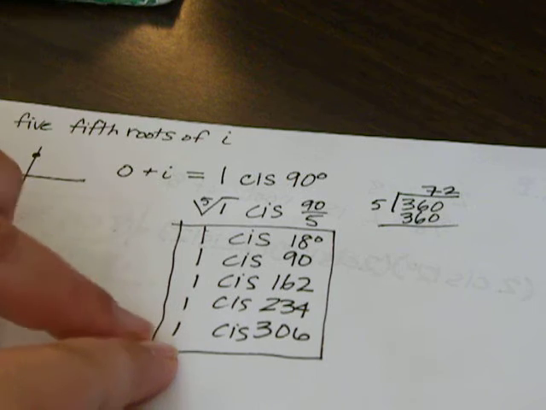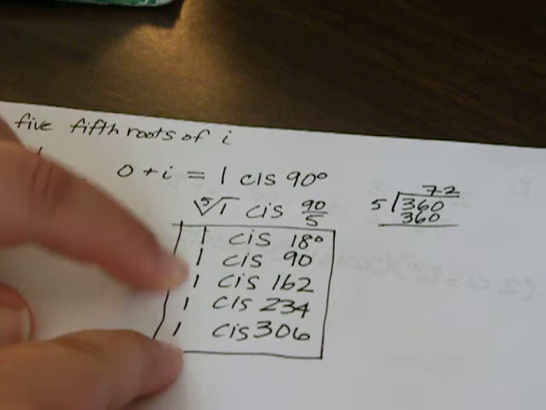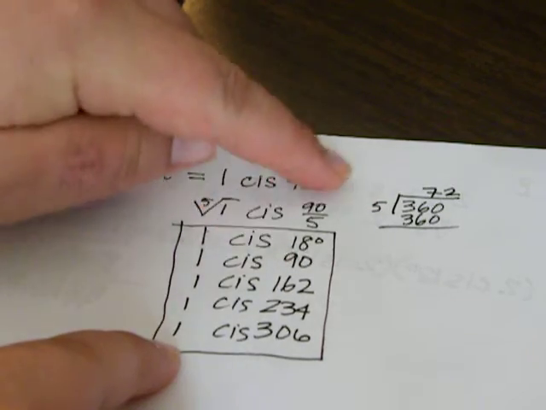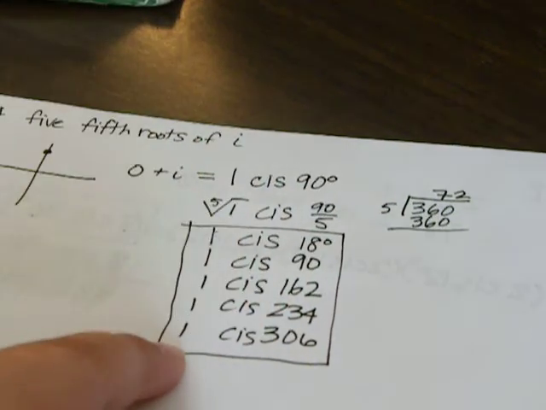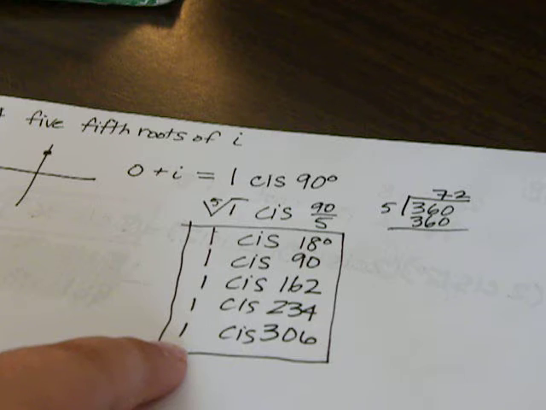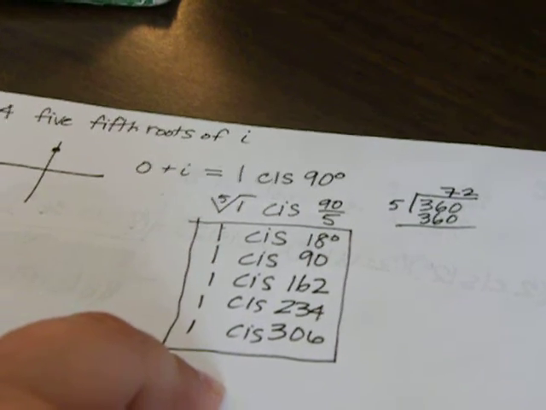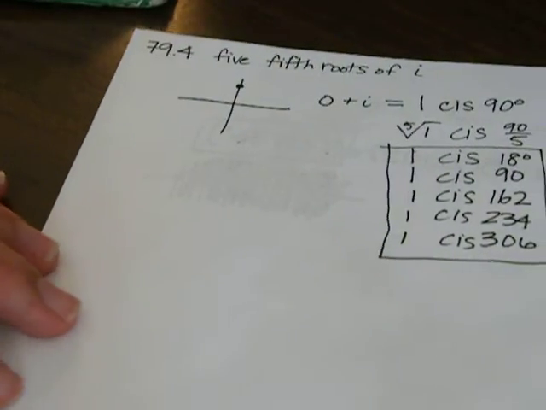And again, you can check it. Take this to the 5th power, multiply these angles by 5, then divide by a multiple of 360 to check it. And you'll find that these do check out. Okay? Now we'll do example 79.5.